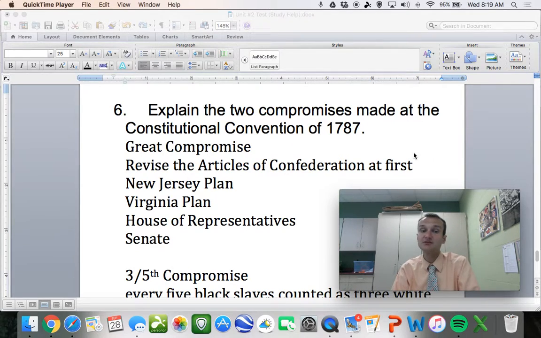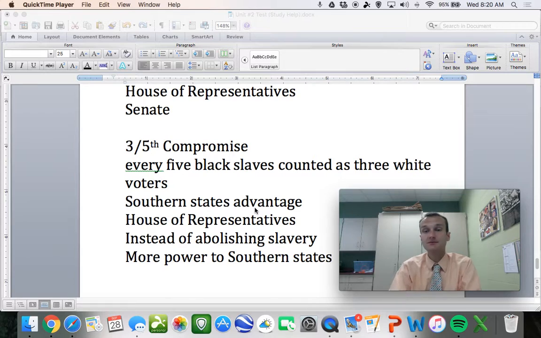So here are a few terms to begin with. Great Compromise, revise the Articles of Confederation at first, New Jersey Plan, Virginia Plan, House of Representatives, Senate. The other terms that would be good to include are Three-Fifths Compromise, every 5 black slaves counted as 3 white voters, Southern States Advantage, House of Representatives, instead of abolishing slavery, more power to Southern states.